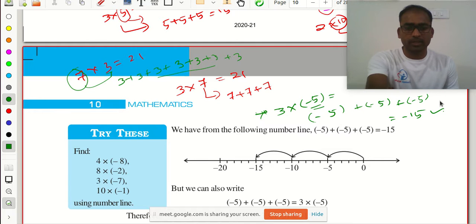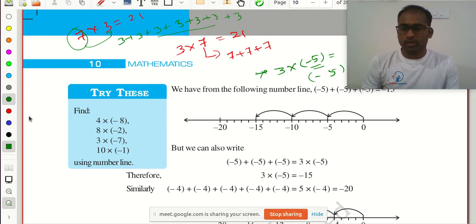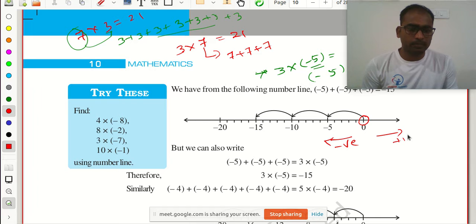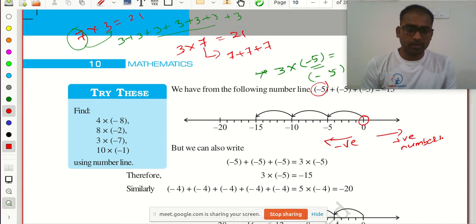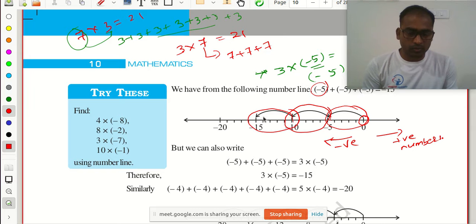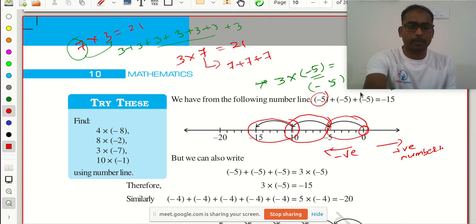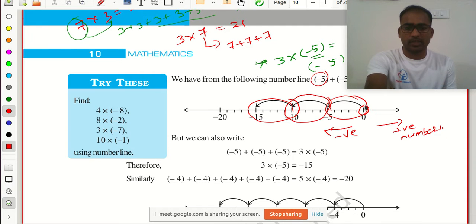Okay. So I need to show this on a number line. This is our number line. Here we have 0. The left side of the 0 will be the negative numbers and the right side of the 0 will be the positive integers. Here first I need to add minus 5 three times. So this is minus 5 the first time, then again the second time, then again the third time. Where am I going to stop? I need to stop here at minus 15. That is why my answer is minus 15.